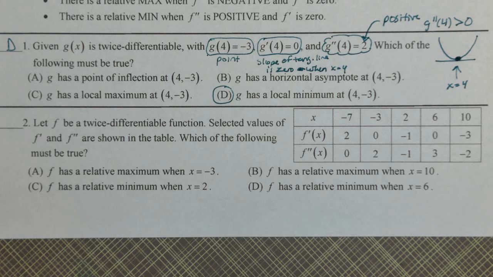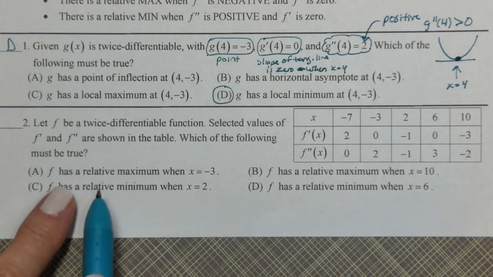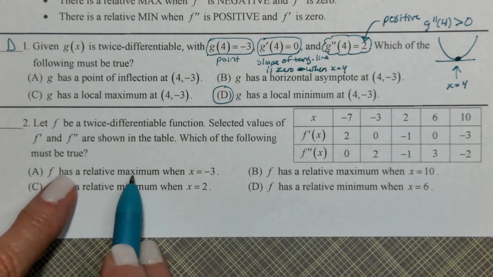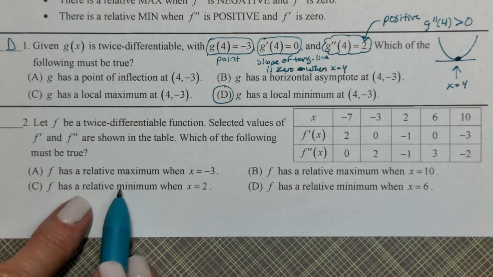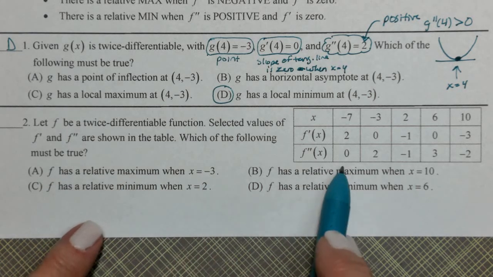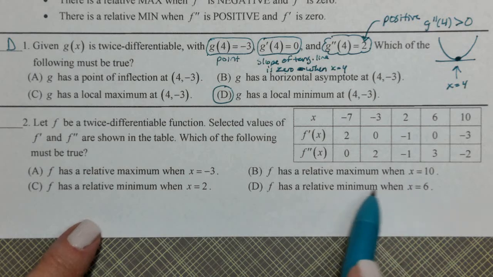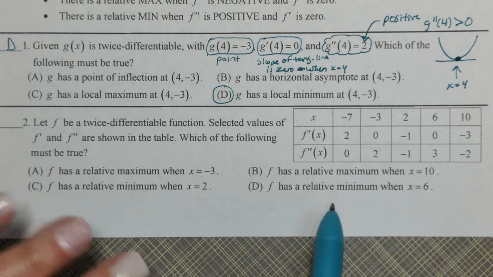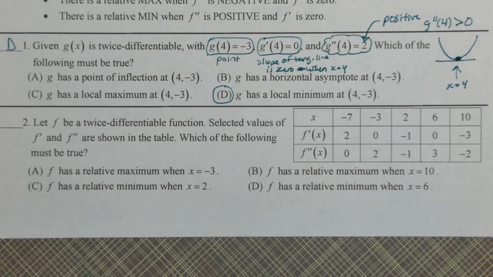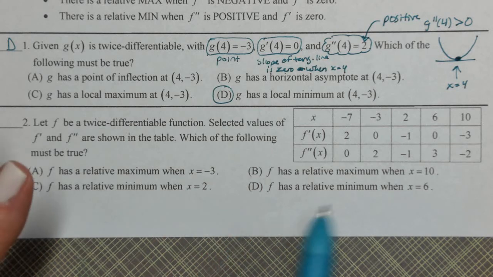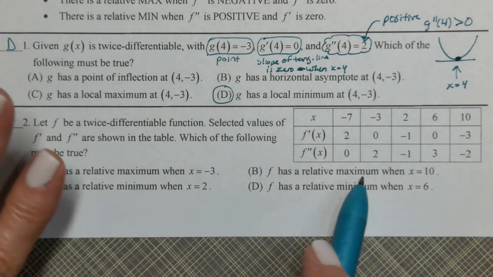Number 2. Let f be a twice differentiable function. Selected values of f prime and f double prime are shown in the table. Which of the following must be true? All right. They talk about f has a relative max at -3, f has a relative min at 2, relative max at 10, relative min at 6. So we're using this table of values.